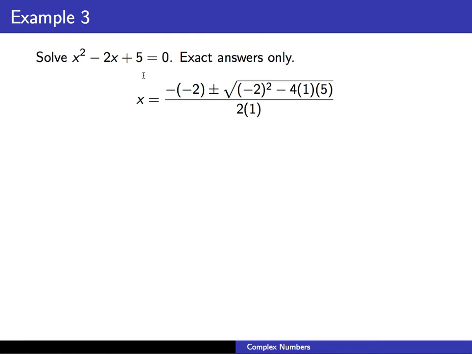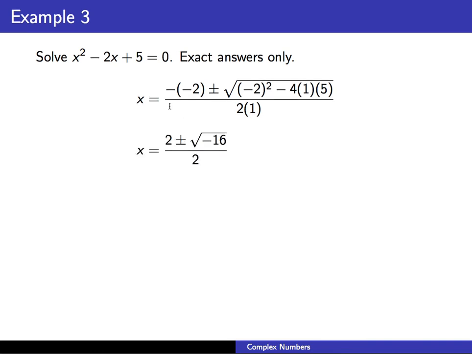But in any event, x is going to equal negative b, so negative negative 2, plus or minus the square root of b squared, negative 2 squared. And in terms of not goofing up squaring and negatives, when you're doing the b squared part, you might just want to drop whatever that sign is. So just make it 2 squared, because you'll get the same answer anyway. Minus 4 times a, which is 1, and c, which is 5, all over 2 times 1.